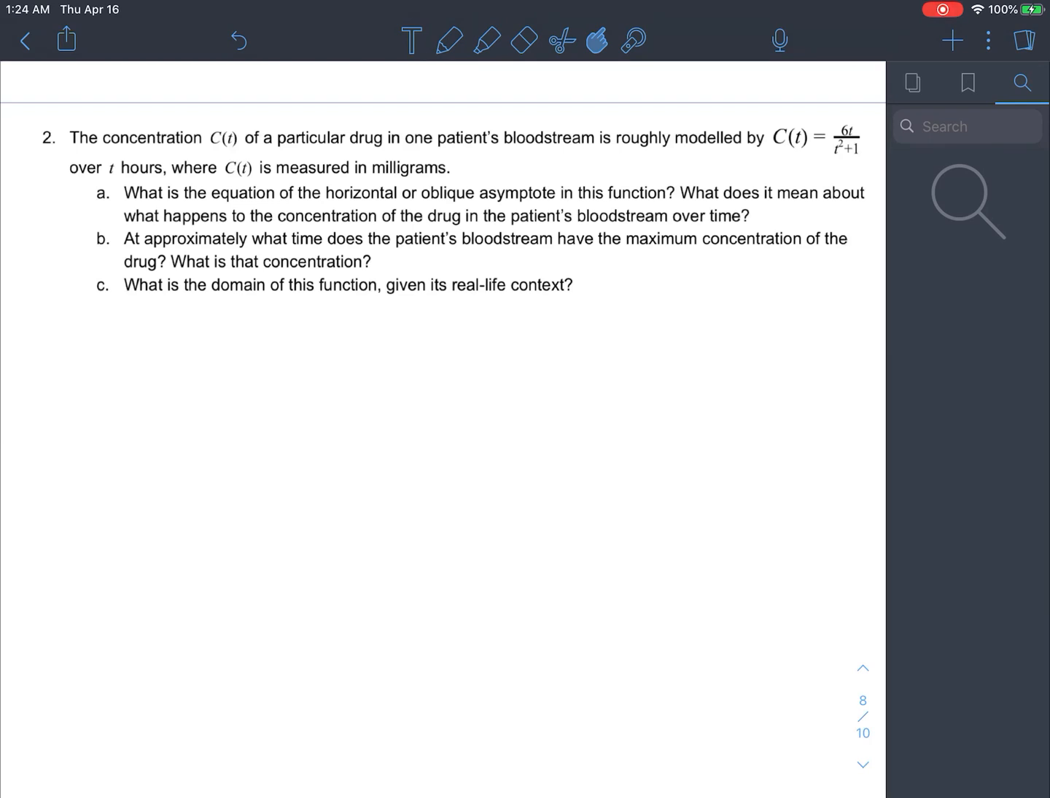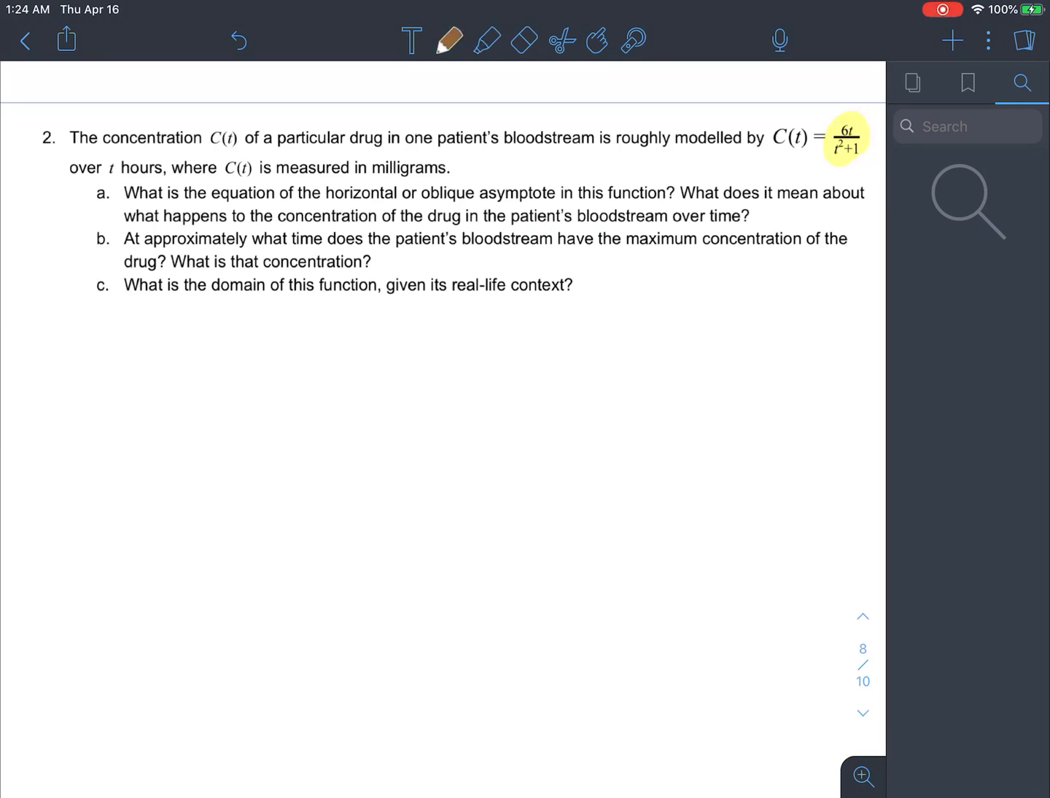So when we give our final therefore statement, we want to be talking about milligrams. What is the equation of the horizontal or oblique asymptote? Let's take a look right now. I know that already it's not going to be an oblique asymptote because the lower degree is on top. There's degree 1 on top and degree 2 on the bottom. It's going to be a horizontal asymptote at y equals 0, absolutely, because the degree on the top is smaller. So what is the equation of the horizontal or oblique asymptote in this function?